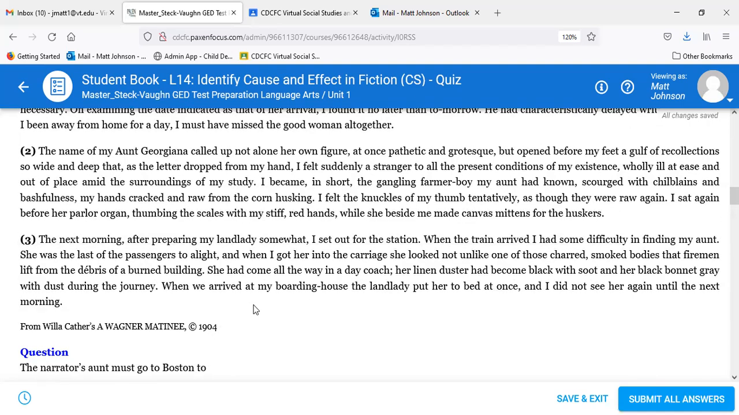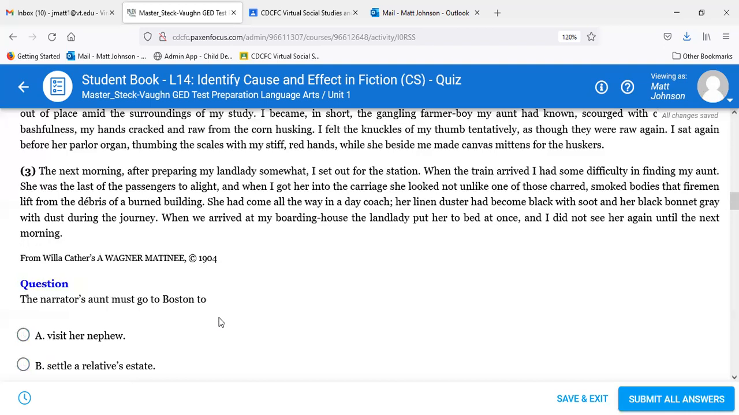So the next morning, after preparing my landlady somewhat, I set out for the station. When the train arrived, I had some difficulty in finding my aunt. She was the last of the passengers to alight, and when I got her into the carriage, she looked not unlike one of those charred, smoked bodies that firemen lift from the debris of a burned building. She had come all the way in a day coach. Her linen duster had become black with soot, and her black bonnet gray with dust during the journey. When we arrived at my boarding house, the landlady put her to bed at once, and I did not see her again until the next morning.